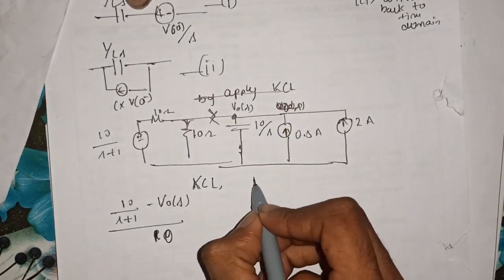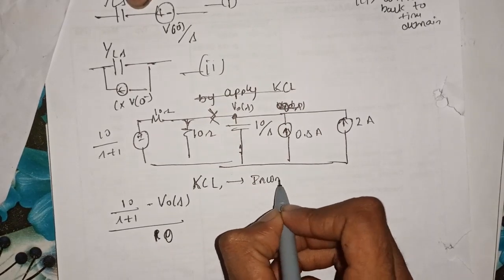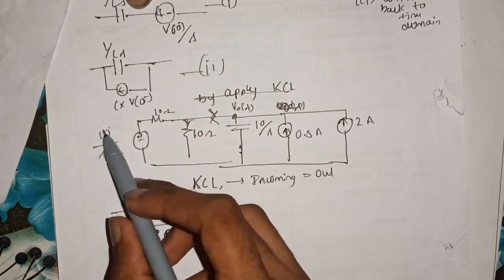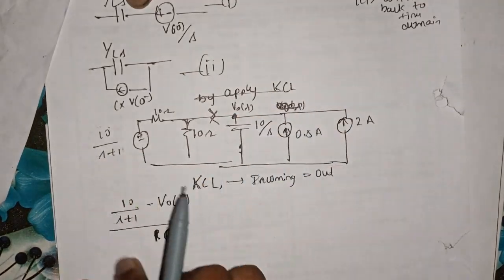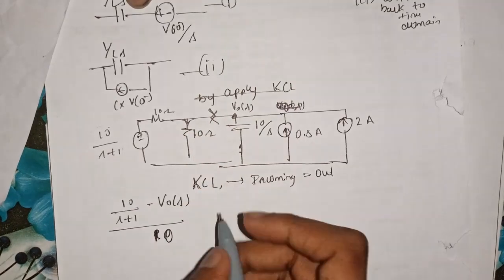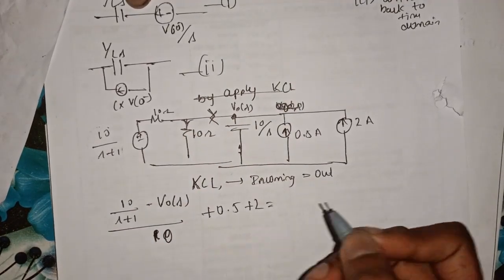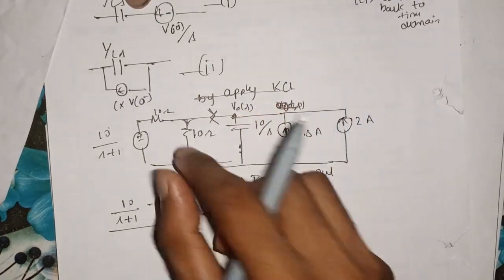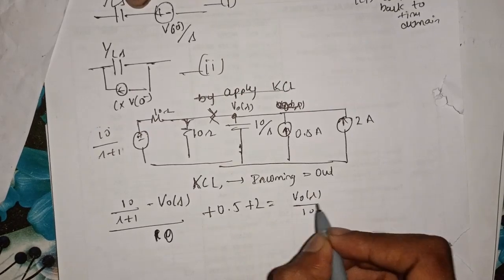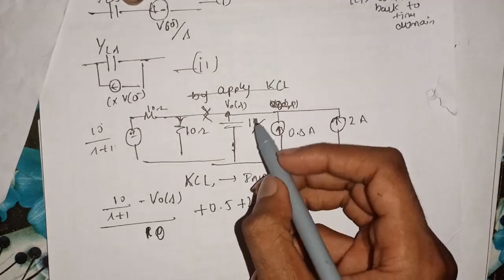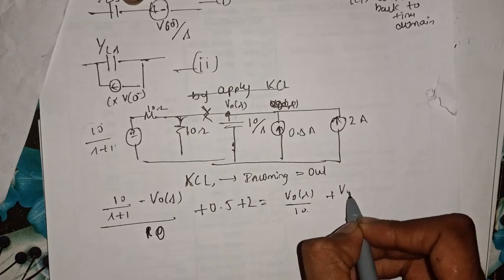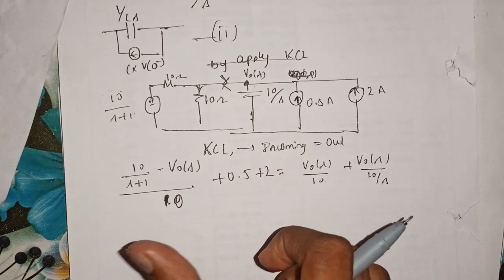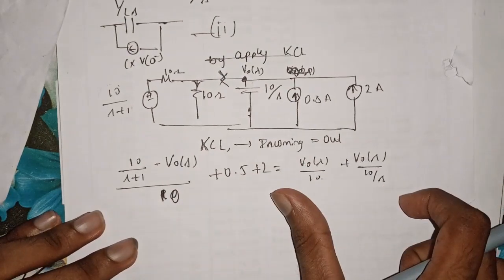By KCL we write incoming current. KCL means that incoming current is equal to outgoing current, right? These parameters, that is 10 divided by S plus 1 and V naught of S, are the incoming current, plus 0.5 plus 2 ampere. These all are incoming currents, equal to the outgoing currents, which is V naught of S divided by 10, that is voltage by resistance, which is current, and plus V naught of S divided by 10 over S. I hope this step is clear, where we have separated the incoming currents as well as the outgoing currents.